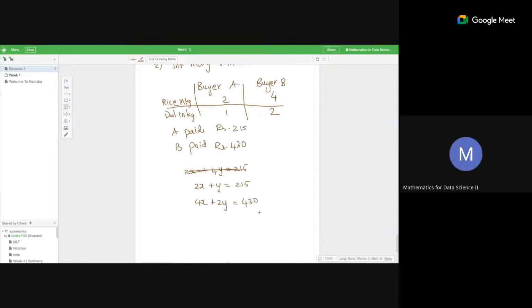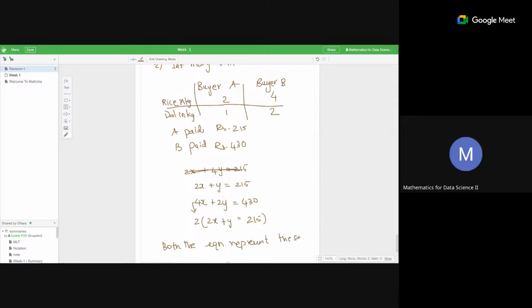Okay, so now these are the equations. Now what do you observe from these equations? Ma'am, the second equation is twice the first equation. So this second equation is nothing but 2 times 2x plus y, which is 430. Right? You can see that both the equations overlap and represent the same line.